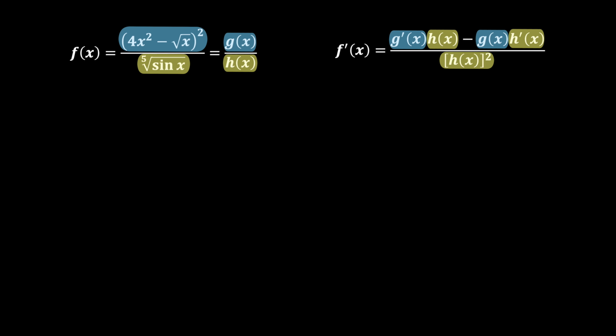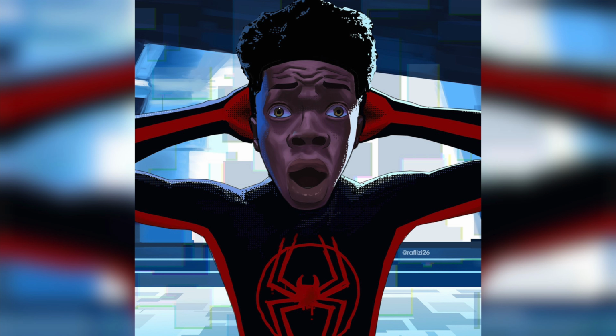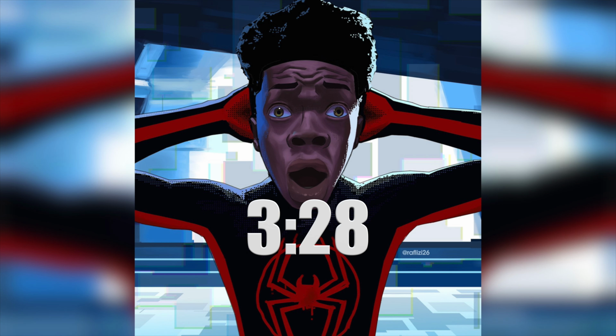That is g prime of x times h of x minus g of x times h prime of x, all divided by the square of h of x. If you want to learn how the quotient rule is derived from the other rules of calculus, skip to this part of the video. But for now, this is what we have, which we can understand pretty well, right?